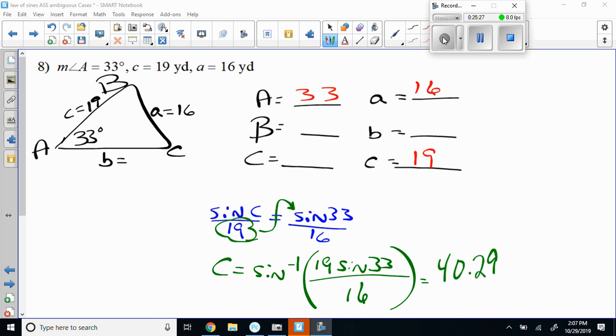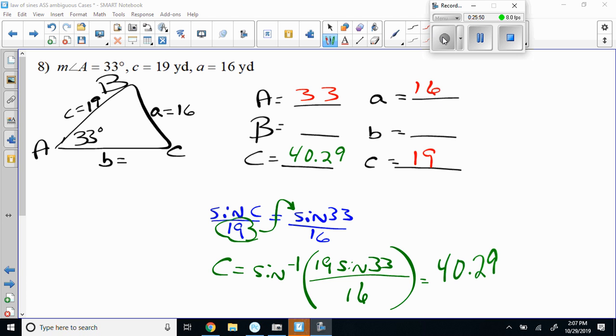40.29, ladies and gentlemen. Now, listen to me. Right here, we can make a determination. 16 was 33, 19 is greater, right? So its angle is greater. Do these two, when added together, equal something less than 180? Okay, it does, right? It doesn't go over it, does it?